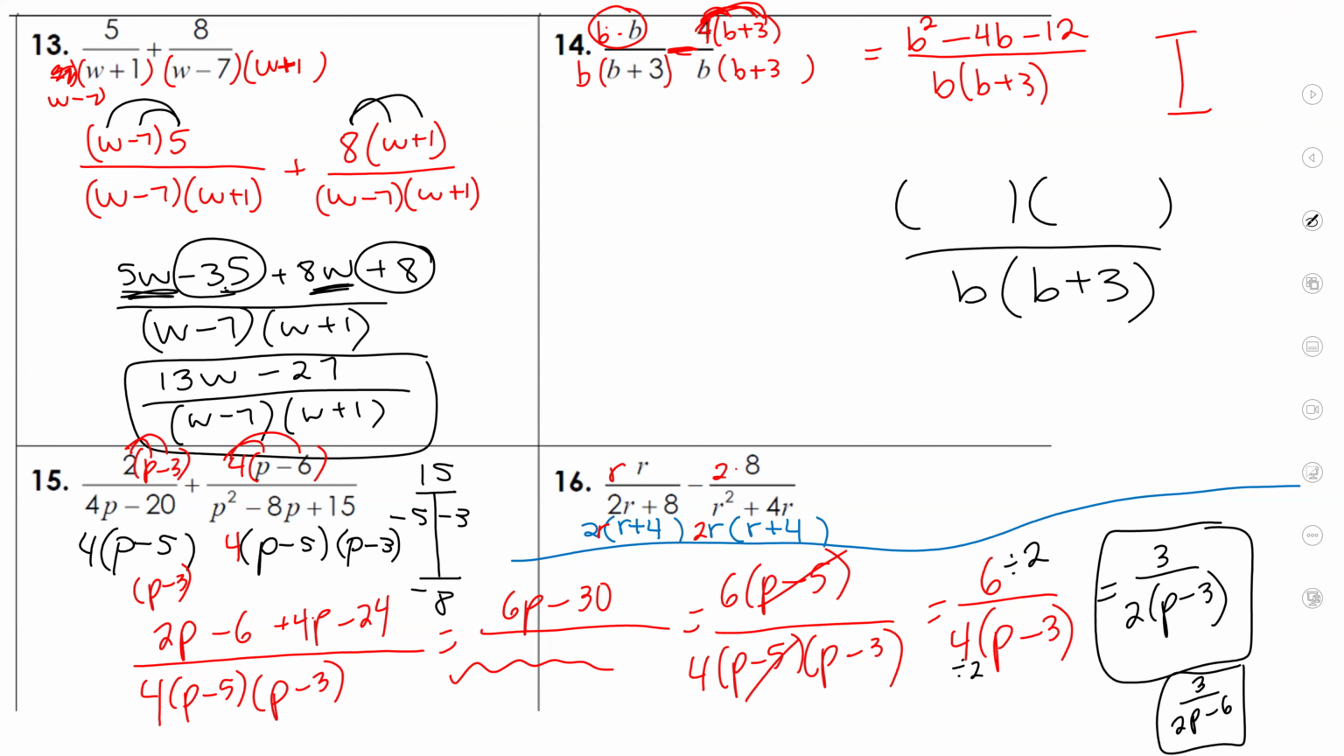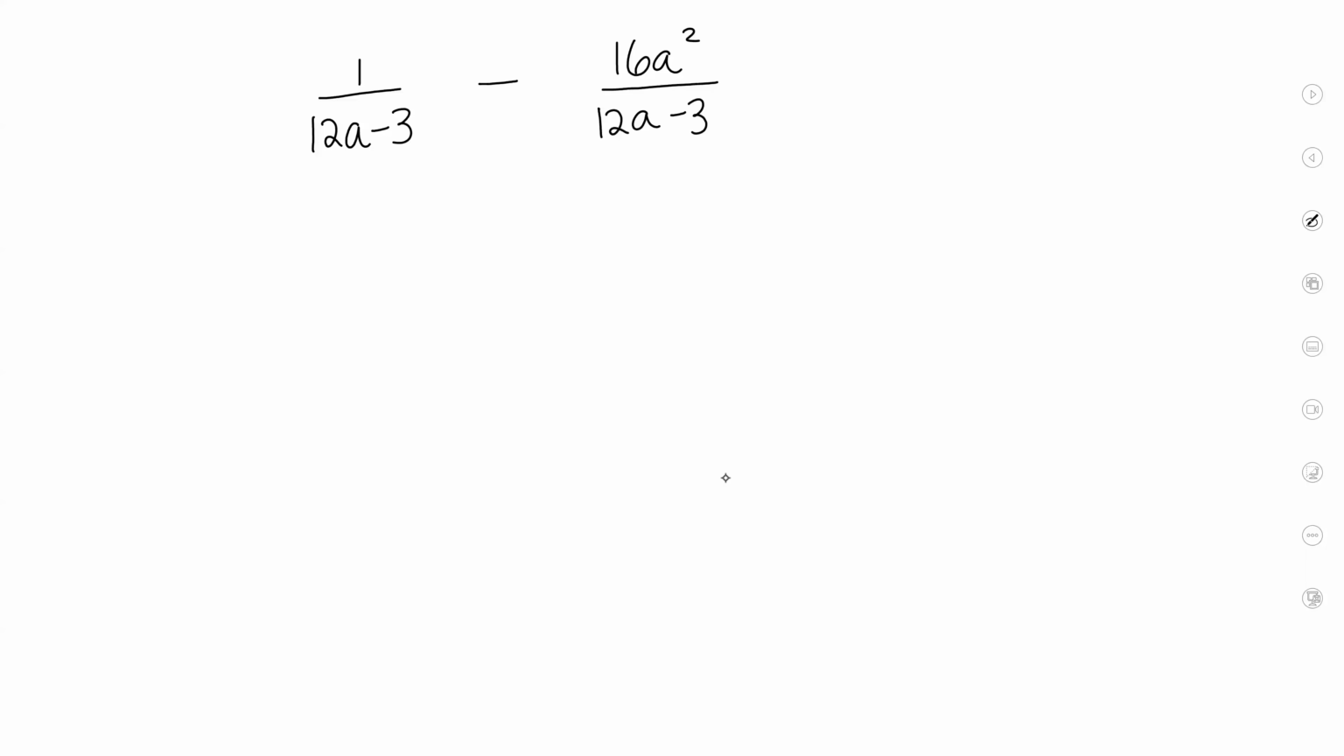Yes, you can. Okay, so my denominators are the same, so I'm just gonna copy down the denominator. Now we combine the numerators. This is 1 minus 16a squared. Guys, let's write this in standard form. The negative 16a² should come first and the 1 should come last.